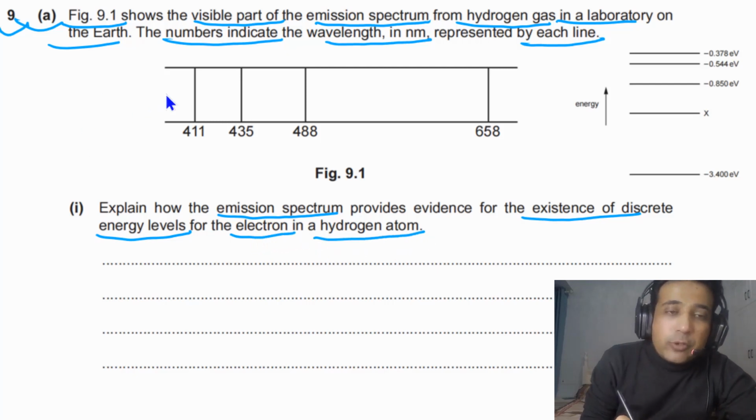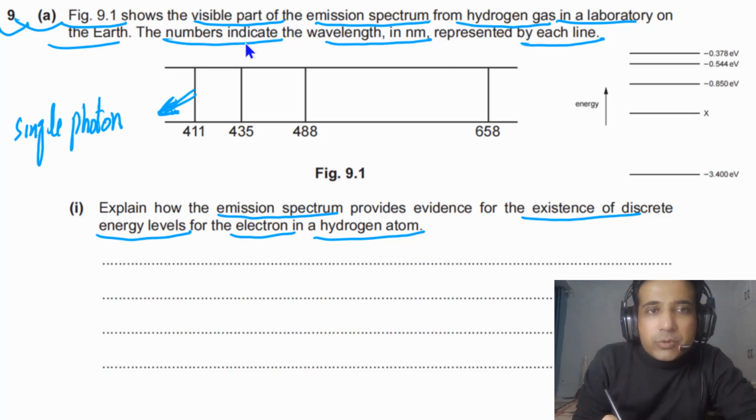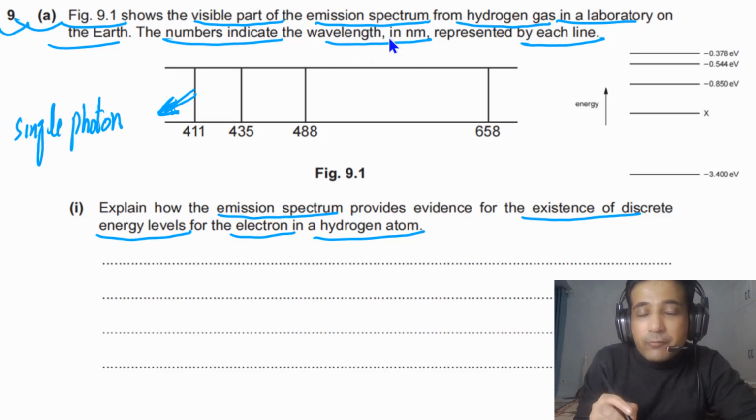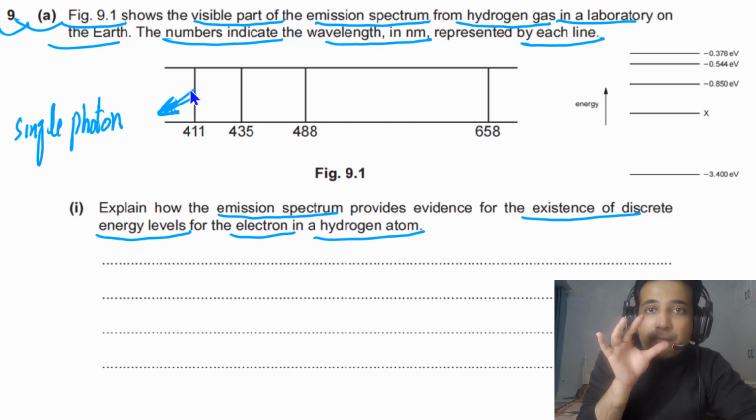So first of all, these lines are representing single photons. It is also given in the question: the numbers indicate the wavelength in nanometers represented by each line. This means they are representing the wavelength of photons, meaning the wavelength of single photons.